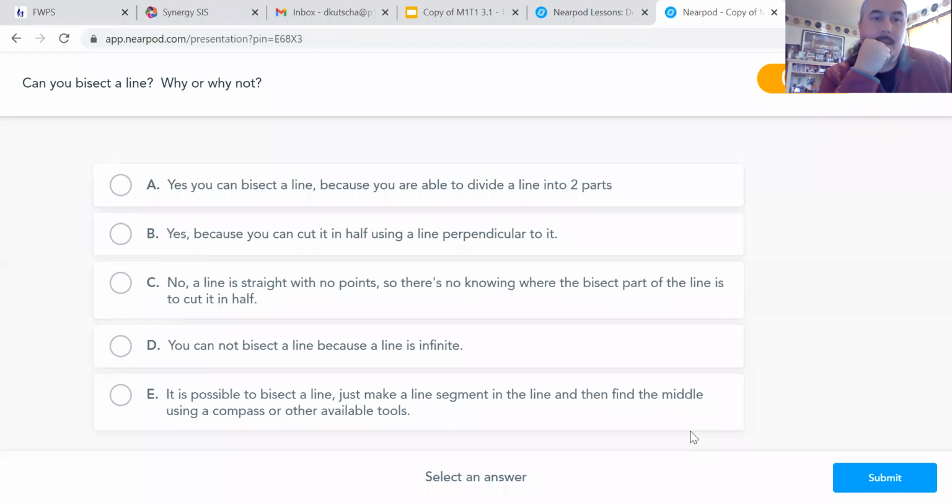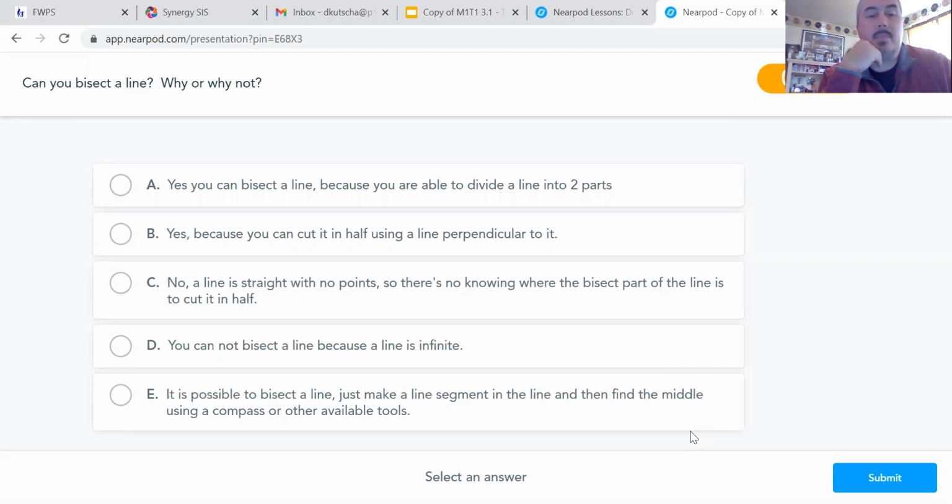So can you bisect a line? Why or why not? Yes, you can bisect a line because you are able to divide a line into two different parts. Yes, you can cut it in half using a line perpendicular to it. You get some of the definition there. Another option says a line is straight with no points, so there is no knowing where the bisect part of the line is to cut it in half. You got some of it there, but not what I'm looking for. D is what I'm looking for.